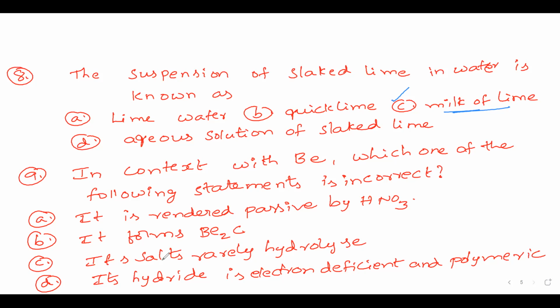So the wrong option is its salts are rarely hydrolyzed. It forms beryllium carbide and is rendered passive by nitric acid. So beryllium salts are not rarely hydrolyzed, they hydrolyze 100%. So the answer is the third option, that is C. This is the wrong statement. Remaining are right statements, because beryllium salts readily hydrolyze, not rarely hydrolyze.